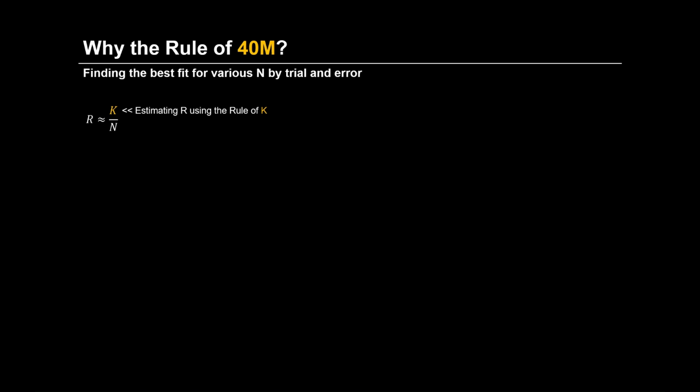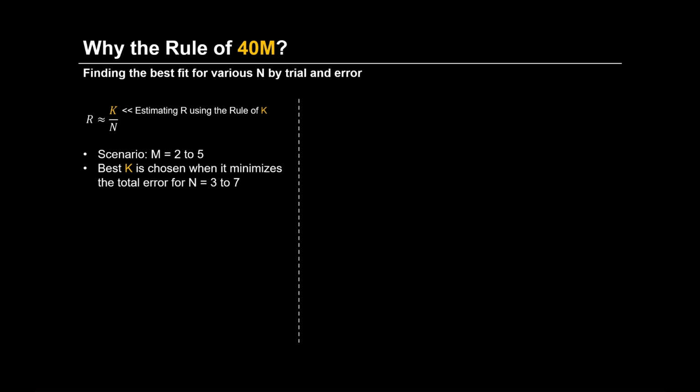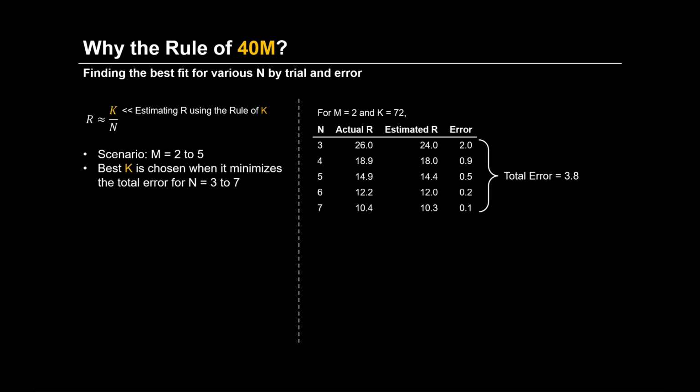Let's say that we have chosen 72 as the value of k. We're essentially saying that we're estimating r using the rule of 72. And I've limited it to the following scenario, where m equals 2 to 5. The best k is chosen when it minimizes the total error for when n equals 3 to 7. Let me show you what that means.